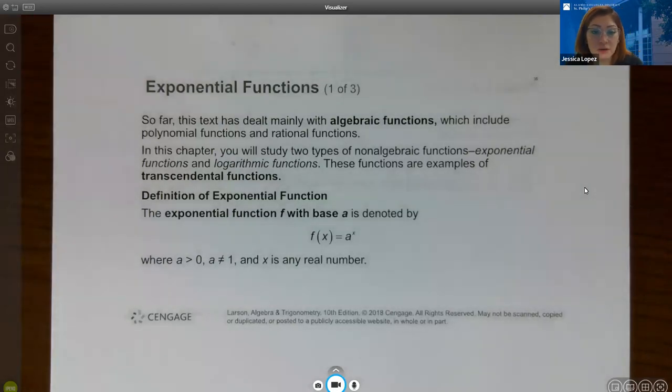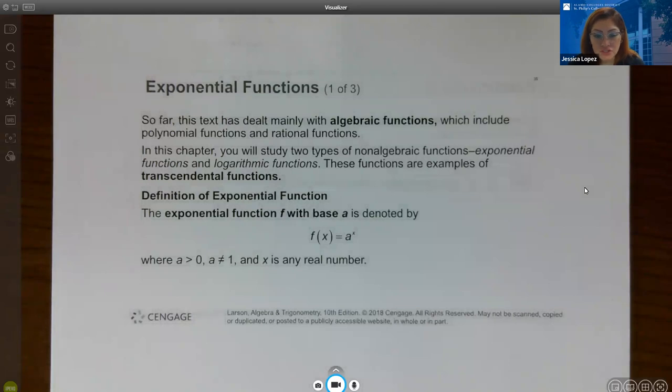So in this chapter, we're gonna study two types of non-algebraic functions, okay? And those are called exponential functions. And in 5.2, eventually we'll introduce logarithmic functions, okay? These functions are called transcendental functions. There are lots of different kinds of transcendental functions. Trigonometric functions are also included, but transcendental is just another title for these type of functions, okay?